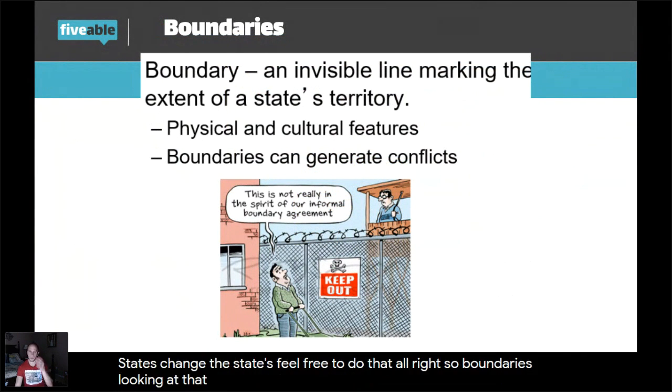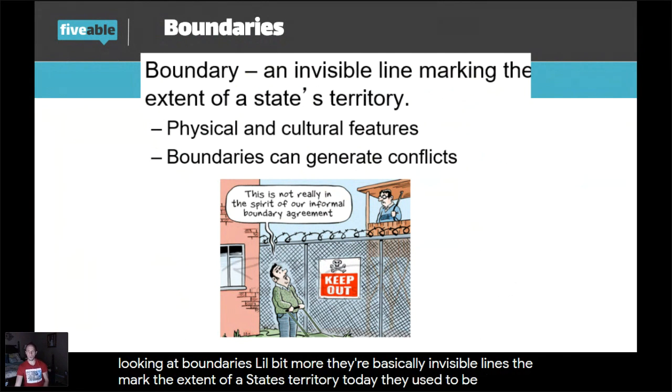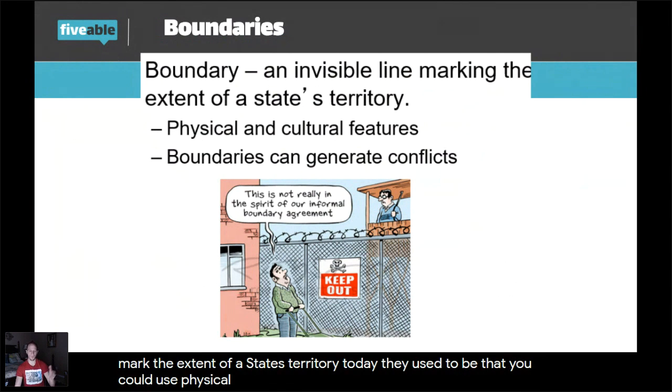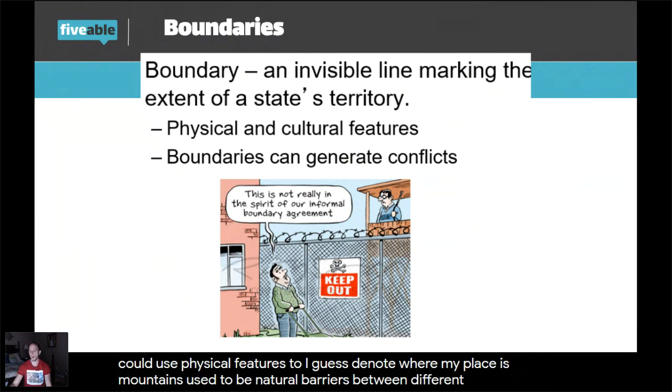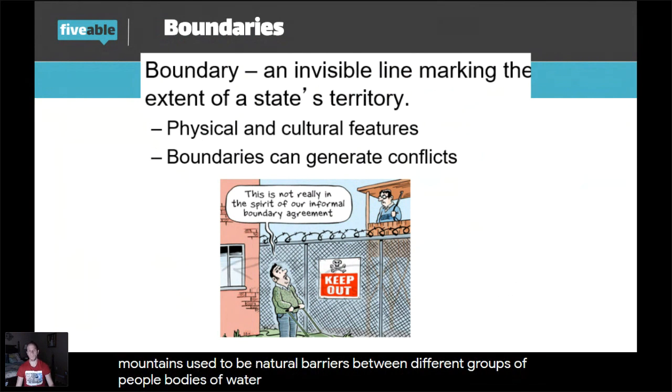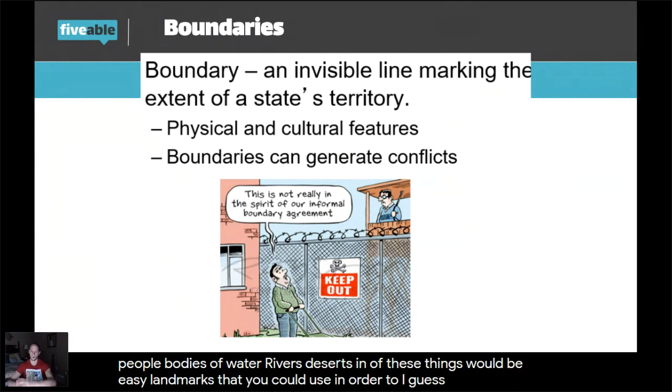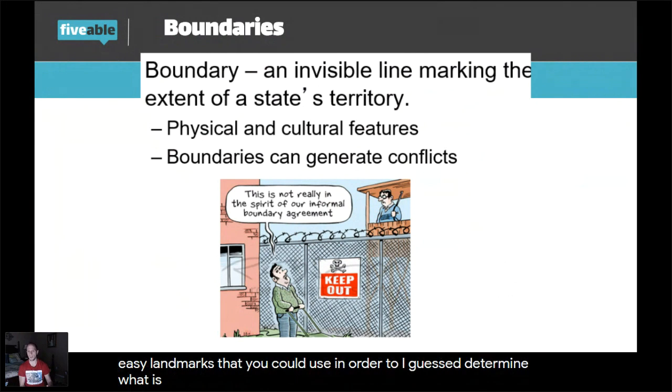Looking at boundaries a little bit more. They're basically invisible lines that mark the extent of a state's territory today. They used to be that you could use physical features to denote where one place is and another place is going to be. So mountains used to be natural barriers between different groups of people. Bodies of water, rivers, deserts, any of these things would be easy landmarks that you could use to determine the boundary between places.